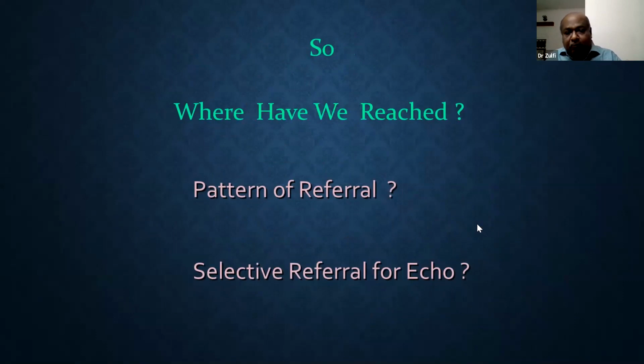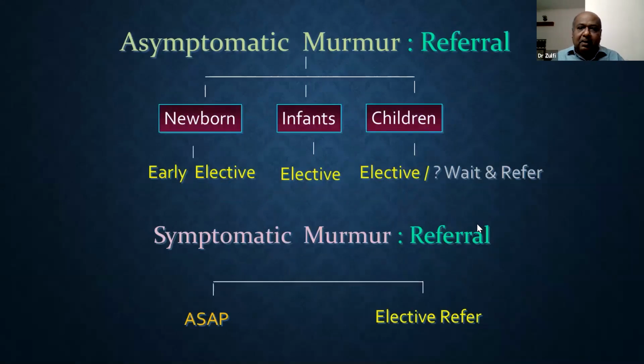So where have we reached now? First is the pattern of referral, and whether a selective referral for echo is needed or not. Newborn, definitely an early elective referral. Infants would be an elective referral. Children, of course, you could probably wait and see. Where it is symptomatic, the referral has to be either elective or as soon as possible.